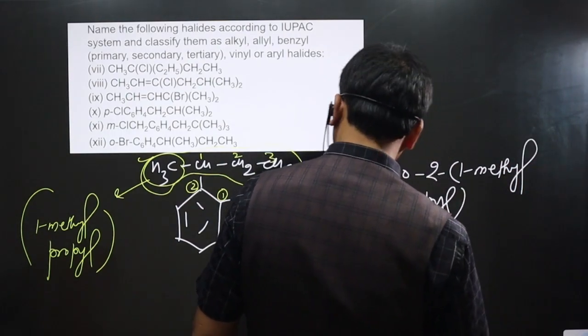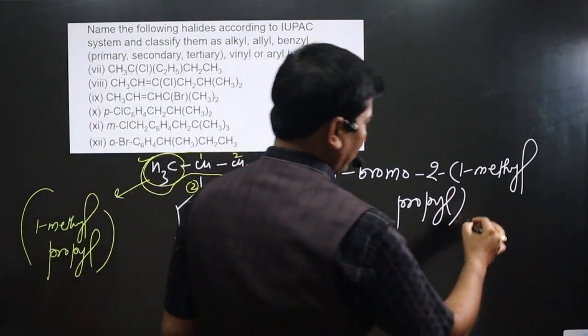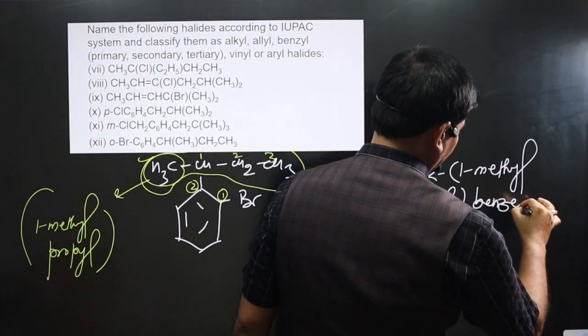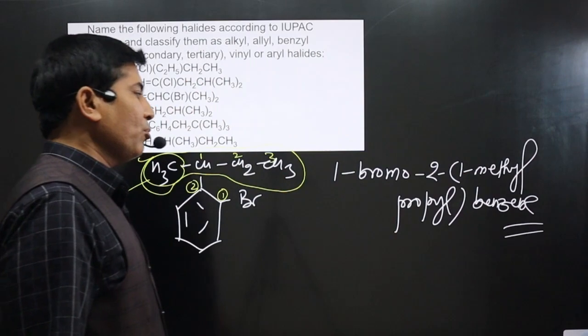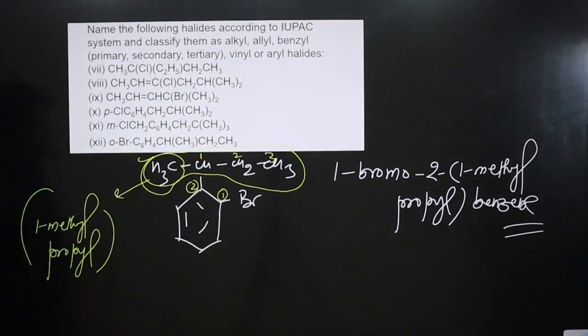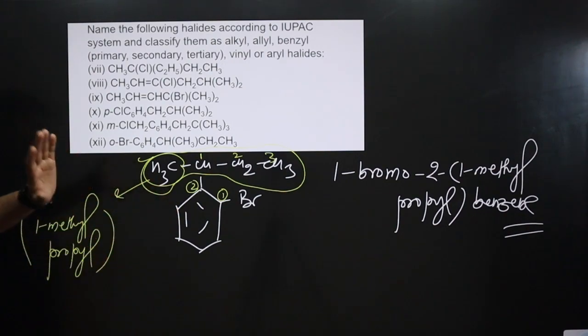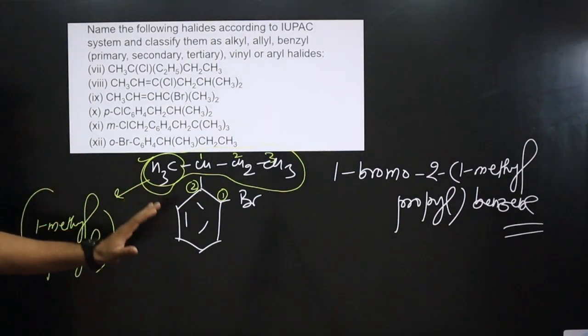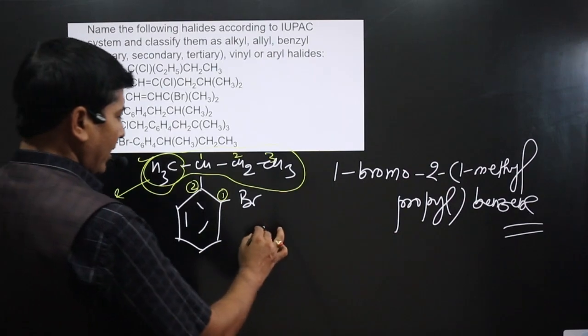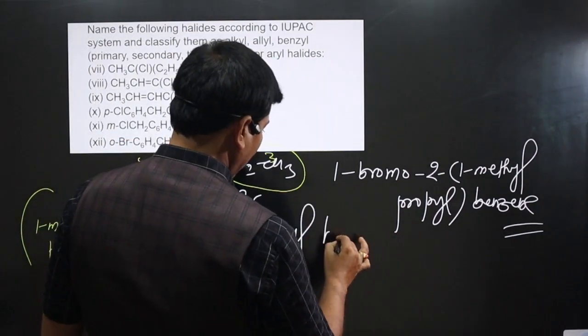Close bracket, and then this portion we have benzene. 1 bromo, 2 bracket, 1 methyl propyl benzene. This is the name we have, and you can see since halogen is directly connected to the benzene ring, hence we can say this is what? Aryl halide. We have aryl halide.